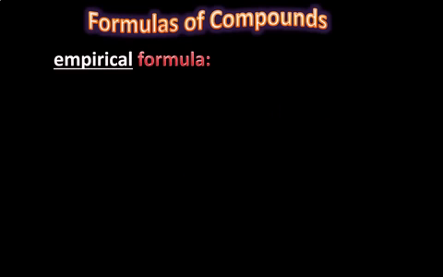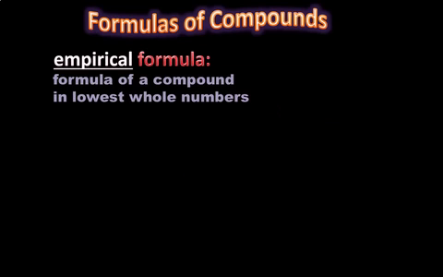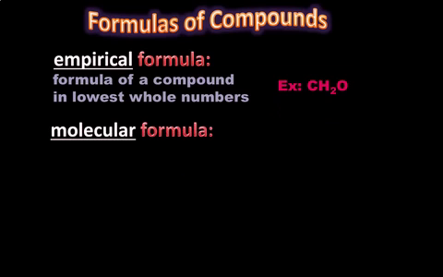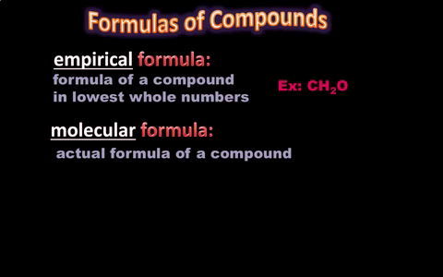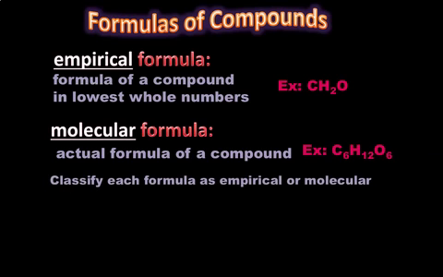To find the formulas of a compound, we have the empirical formula, which is the formula of a compound in the lowest whole numbers. For example, CH2O. There's not a lower ratio for that. A molecular formula is the actual formula for a compound, so it might be the same as the empirical formula, or it might be a higher ratio. For instance, for the same empirical formula, a molecular formula would be C6H12O6. I can reduce that ratio, but that is the actual formula for that compound.